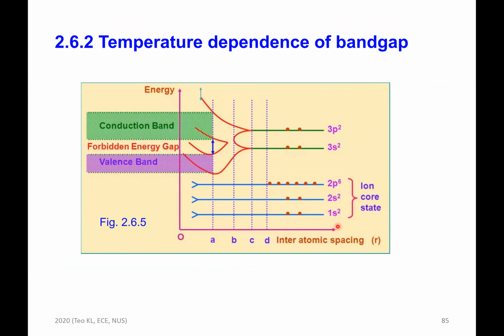Now, the band gap depends on the temperature. So the band gap of the semiconductor depends on the temperature. This is the band diagram, or the energy as a function of the interatomic spacing. You have encountered this in Prof. Wu's course. Basically, in the isolated atom, your electrons are tightly bound and have discrete sharp energy.